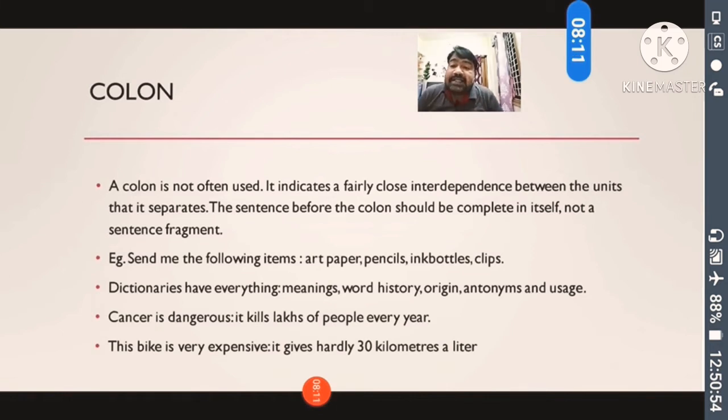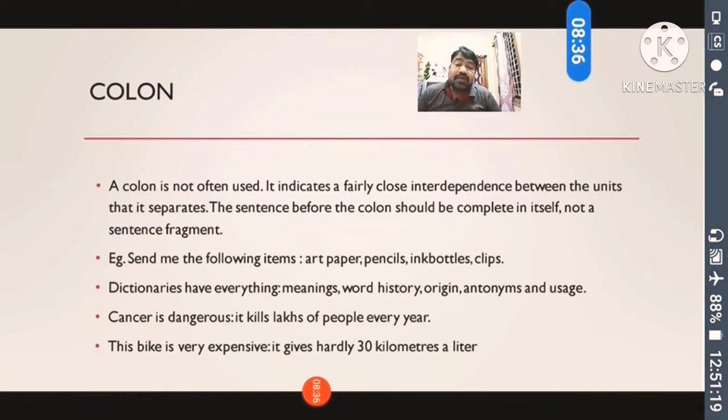Cancer is dangerous. It kills lakhs of people every year. Now, where is the colon here? After the word dangerous. And in the next sentence, the bike is very expensive. It gives hardly 30 kilometers a liter. Now, where is the colon? After the word expensive.